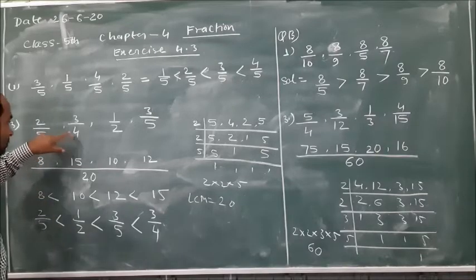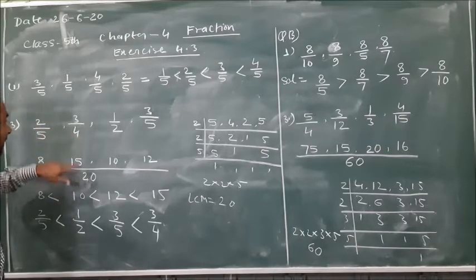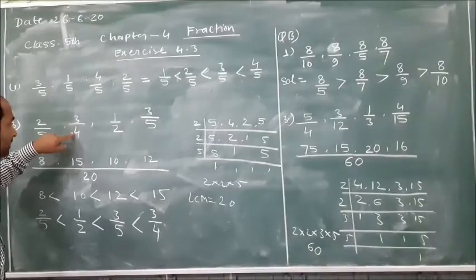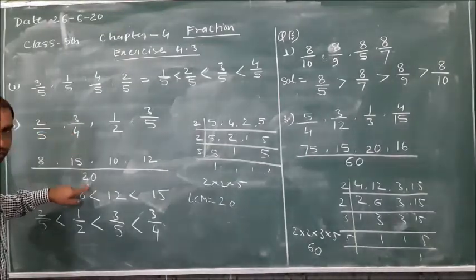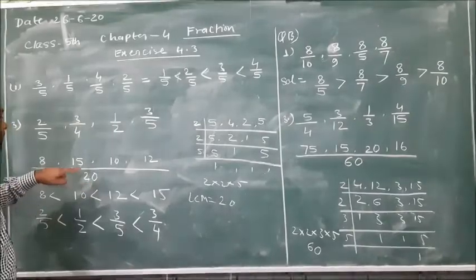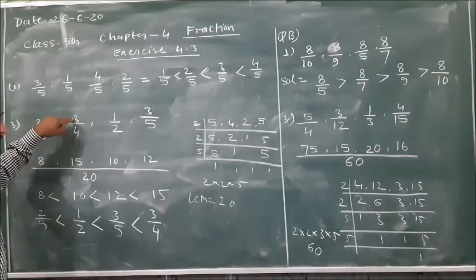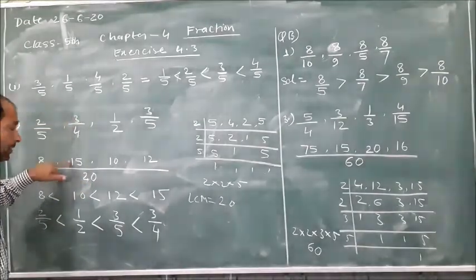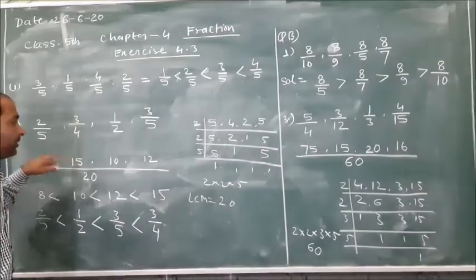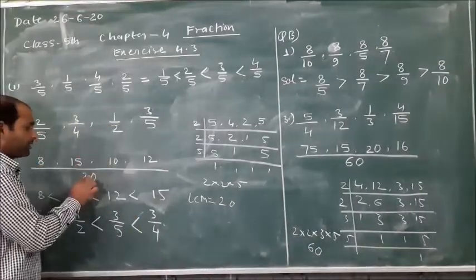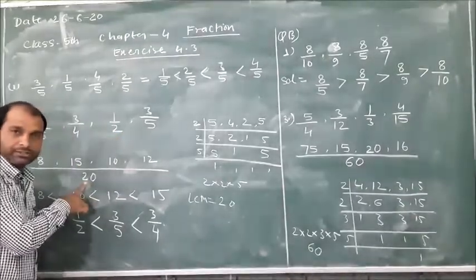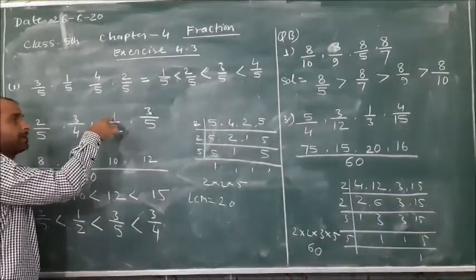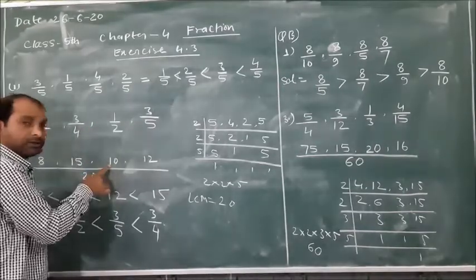Now the next same question. 20 divided by the denominator. The denominator is 4. 4 fives are 20. Answer is 5, and 5 multiplied by 3. 5 threes are 15. So we write down here 15. Now 20 divided by 2. 2 tens are 20, answer is 10. And 10 multiplied by 1 equals 10.